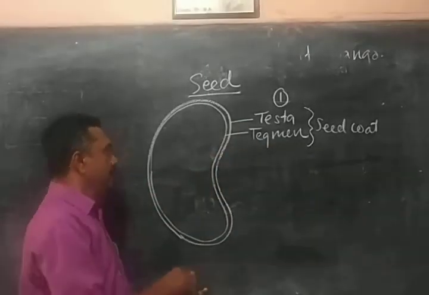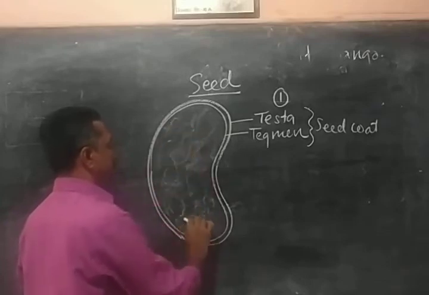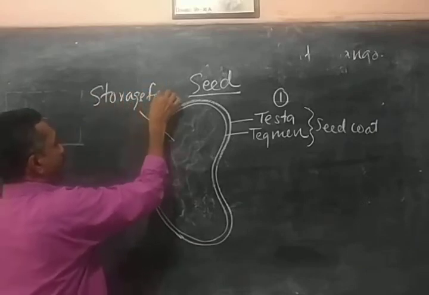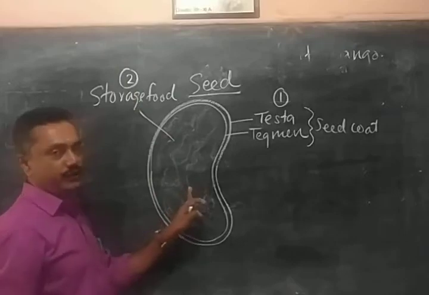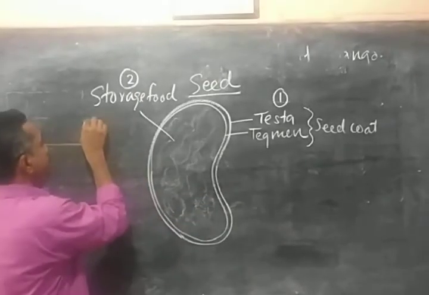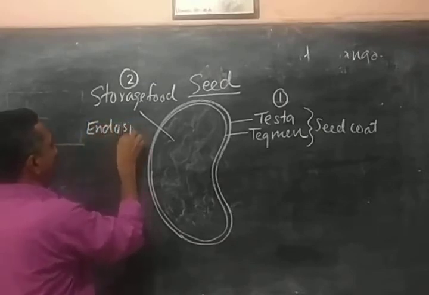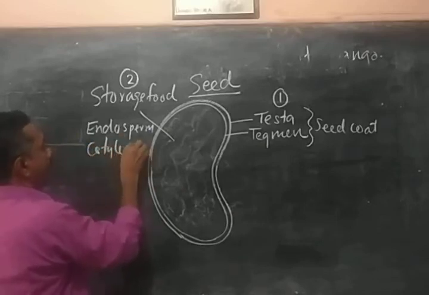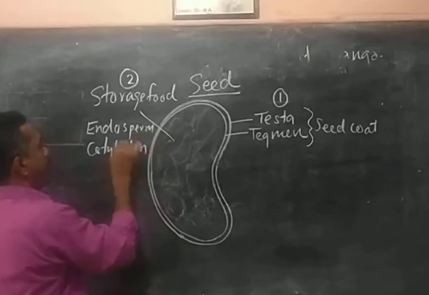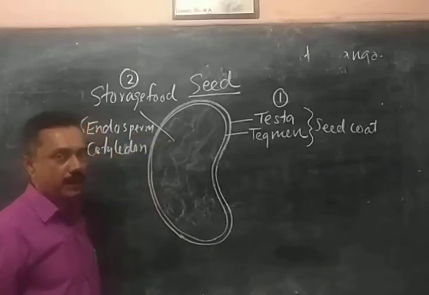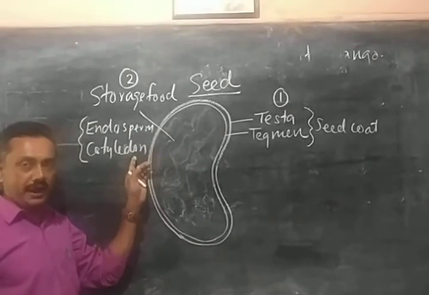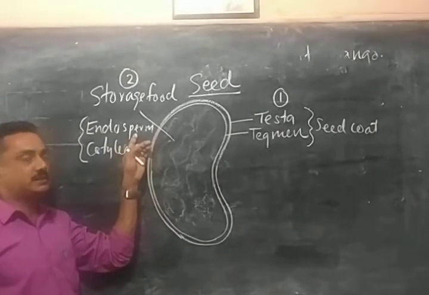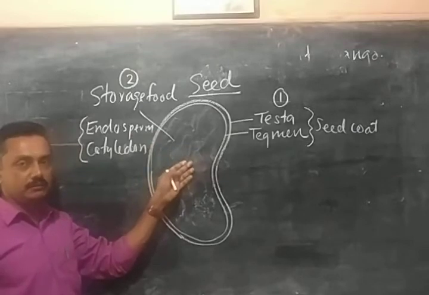And the second part, here there is a storage food. So the second part of the seed is the storage food. A large amount of food is stored in the seed. The storage food may be either in the endosperm or in the cotyledon. Storage food is present in the cotyledon in dicot plants. In monocot plants like rice, wheat, etc., it is in the endosperm. Anyhow, the seed contains a storage food material.